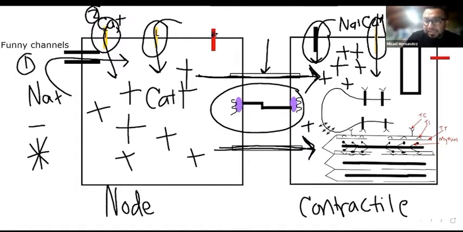This does a few things. As that positive cation, the calcium, enters a cell, it starts to bind with different parts of the intracellular compartments. First of all, this part right here is known as the sarcoplasmic reticulum, and you should know that in itself, it's a specialized structure within the actual cell.